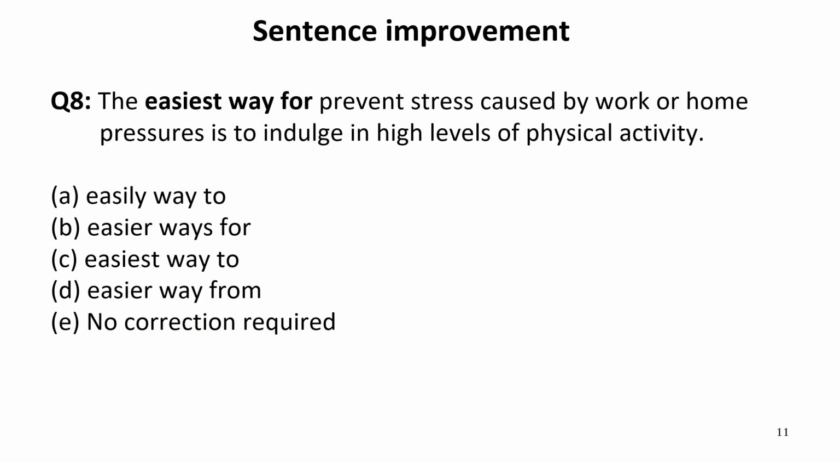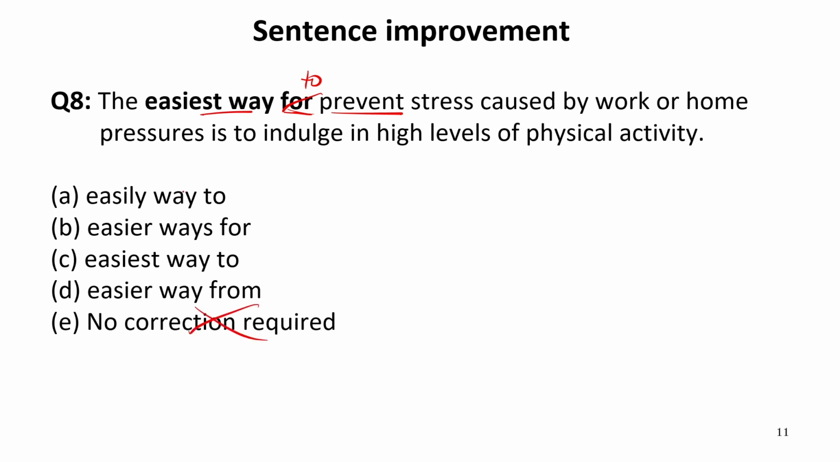The easiest way for prevent stress caused by work or home pressures is to indulge in high levels of physical activity. Now, the easiest way. With way, we use preposition to. Also, if preposition for had been here, we would have prevent in ing form, that is preventing, because for is a preposition after which we can only have verb with ing. But the word prevent is given in first form, not in ing form. It means this preposition for is incorrect over here. So for sure, no improvement cannot be the answer.